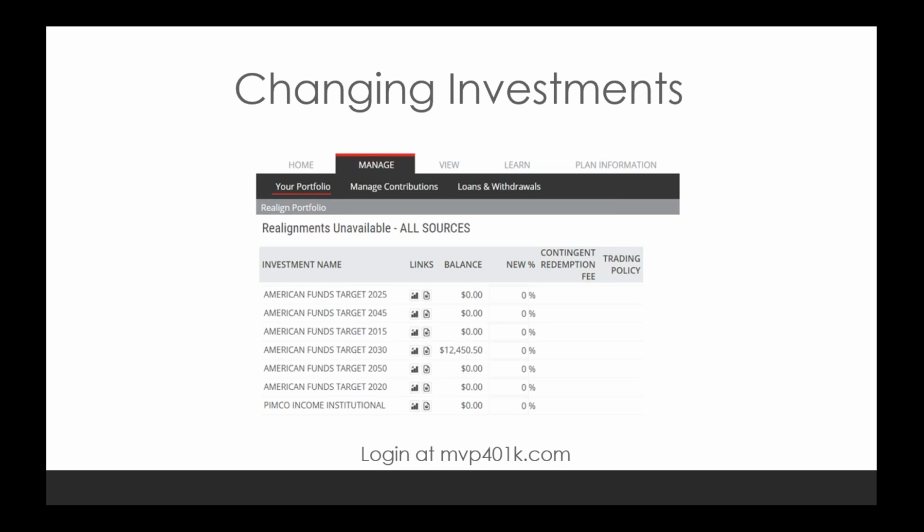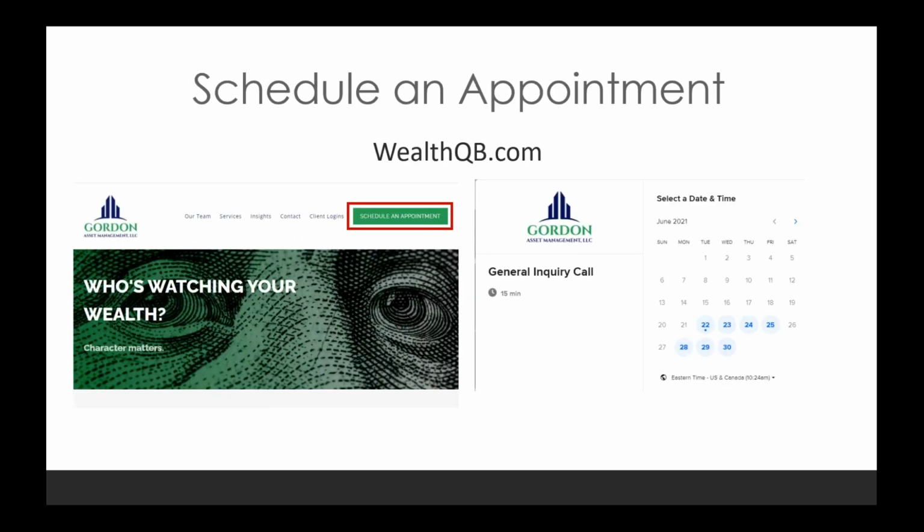The column titled Balance will list the current balance you have in each investment, and the column titled New Percentage is where you will need to enter how much you would like to save and invest in each fund. Be sure to implement your changes by scrolling to the bottom of the page and clicking Submit Realignment. This will realign your current portfolio. If you would like to have all future money invested the same way, be sure to select Realign Future Elections as well on the next page.